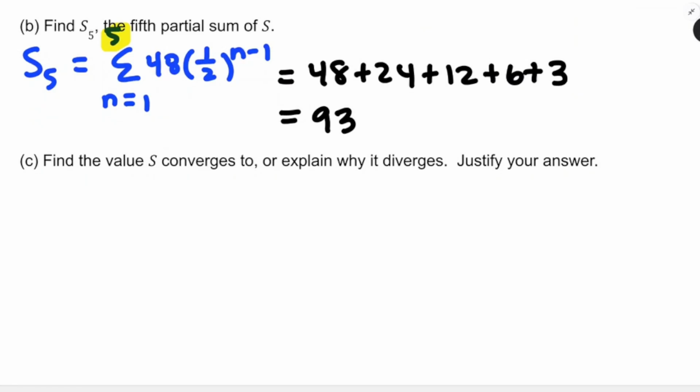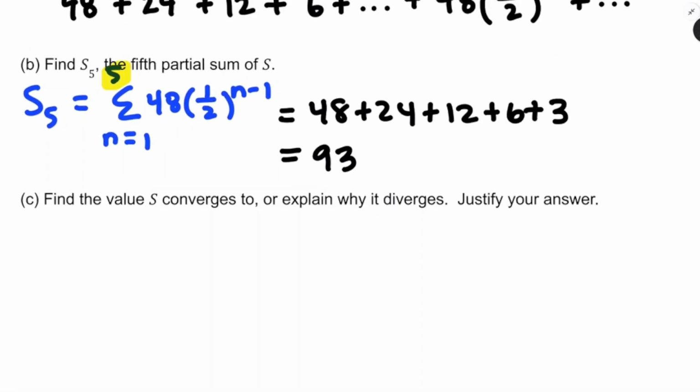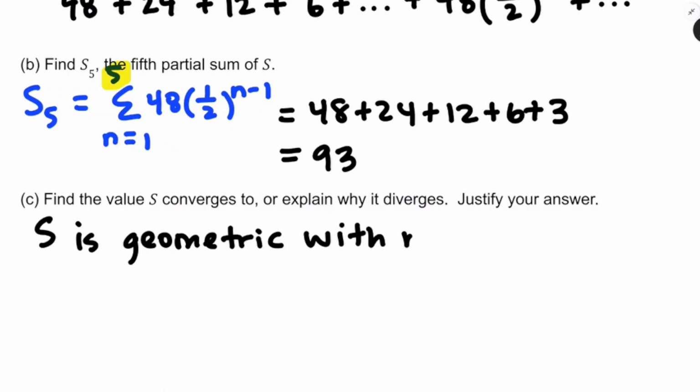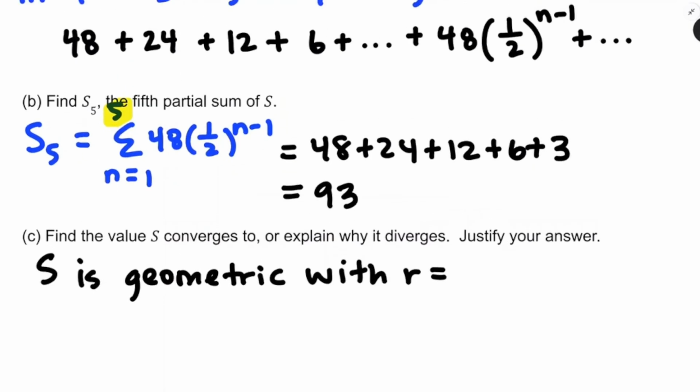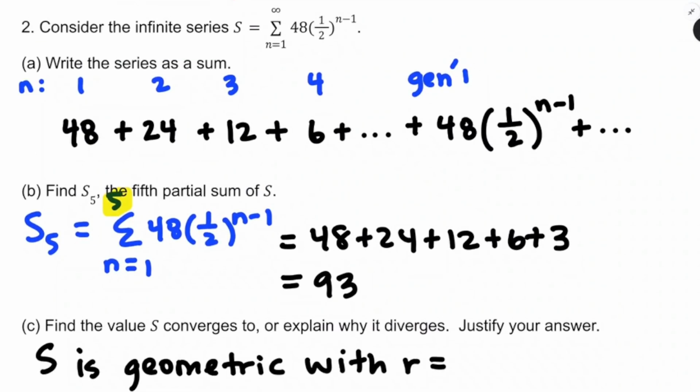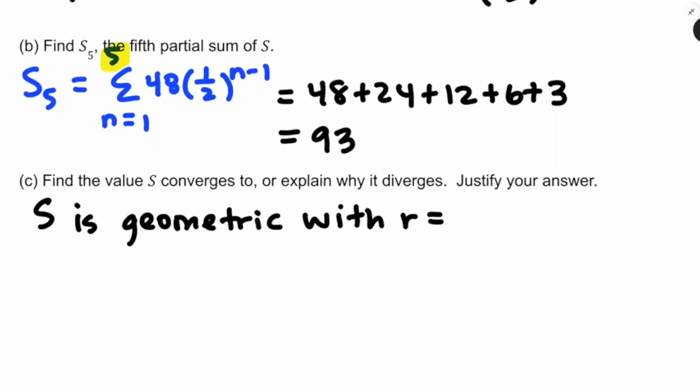And then thinking about S as the infinite series, what does S converge to, or why does it diverge? Well, S is geometric. Clearly state that. And what's relevant about a geometric series is its common ratio. So we're going to say geometric with ratio equal to the number that's getting taken to the successive powers. So this is going to be a half, where you could look at the terms 48, 24, 12, and 6, and the common ratio there is 1/2.